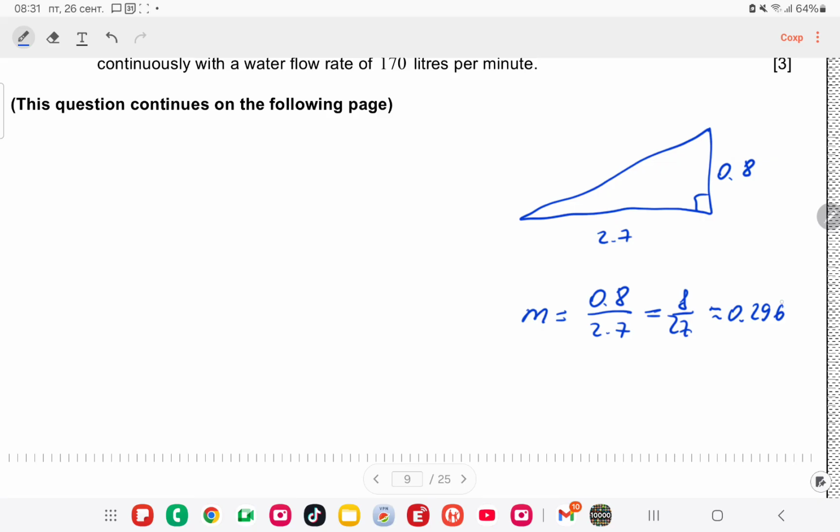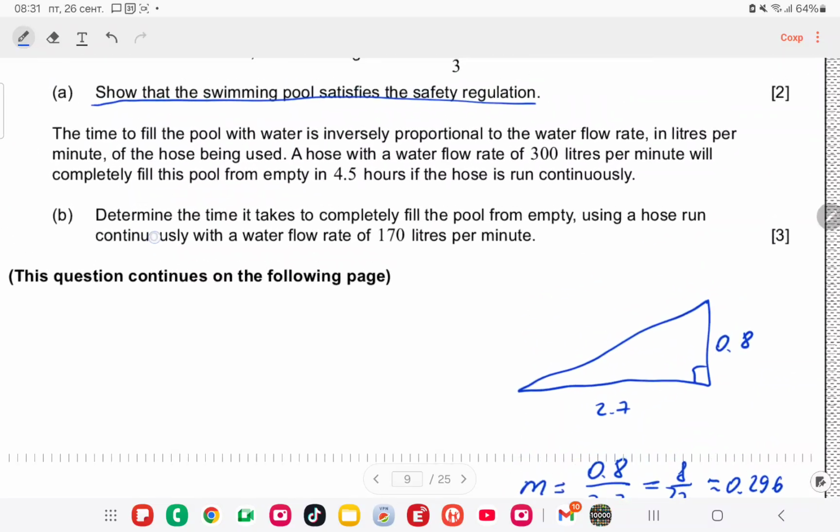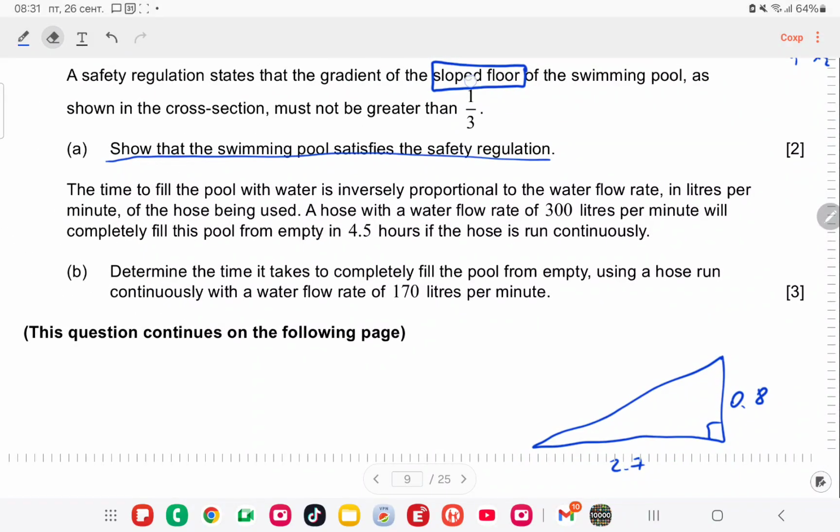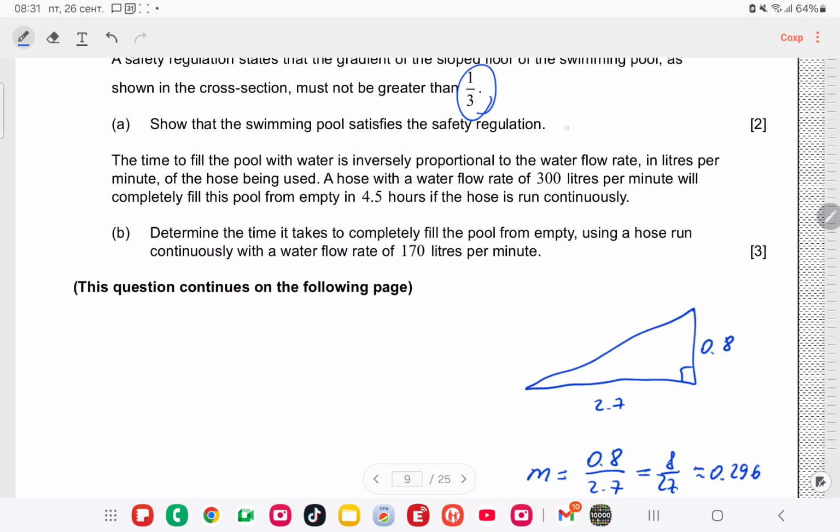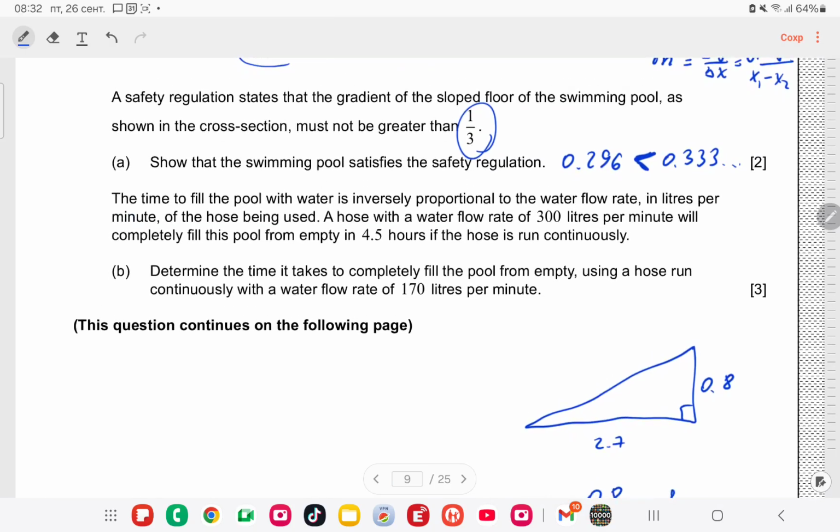Anyway, we compare this value with 1/3, and we know that 1/3 is 0.333 and so on. So this value is less than the safety requirement. That's how we solved part A: we've shown that the swimming pool satisfies the safety regulation. It should take about 2 minutes, so let's go to the next part.